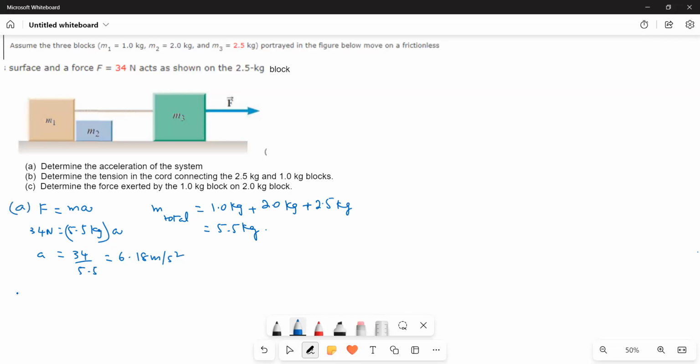Okay, next B. We have to find out the tension. What is the tension? How to find: F applied minus F tension is equal to ma. Here the applied force is in this direction and tension is in this direction, on this block. Now F tension is equal to F applied minus ma.